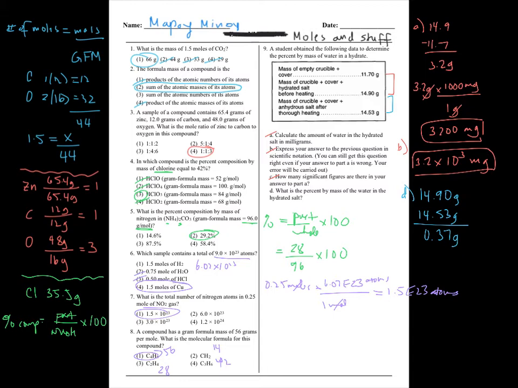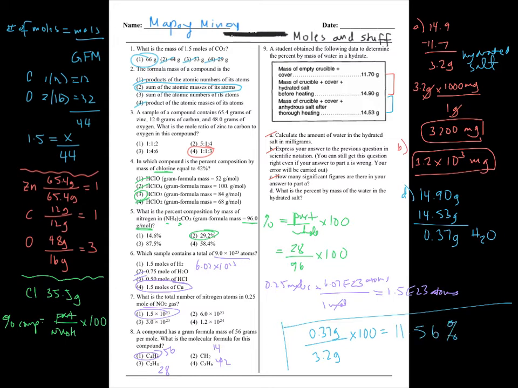What is the percent by mass of the water in the hydrated salt? Okay, so this is for our water. The one up here is for the hydrated salt. Okay. So mass of part over mass of whole. So I'm going to do this section over here. 0.37 grams over 3.2 grams times 100. You will get 11.56%. Okay.